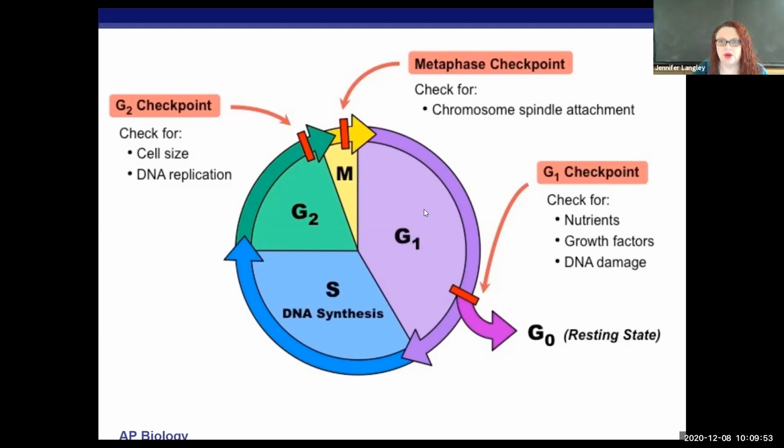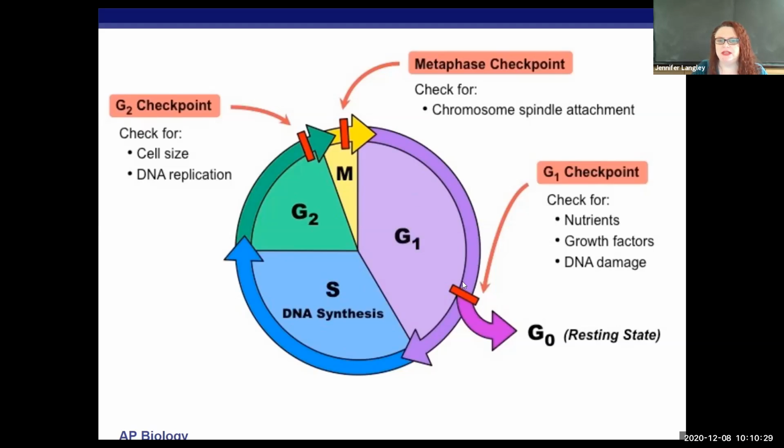Okay. We also check for growth factors. Have I gotten a signal that says I should divide? If I don't have a signal to tell me to divide, then I shouldn't divide. And then we look for DNA damage. Does the DNA have everything it needs in the right place? Is it solid? Is it made right? Or is there a problem? If there's a problem, we don't want this cell to replicate, because that means that both new cells are damaged, and that can cause problems for our body.